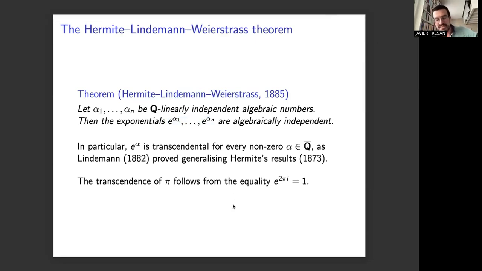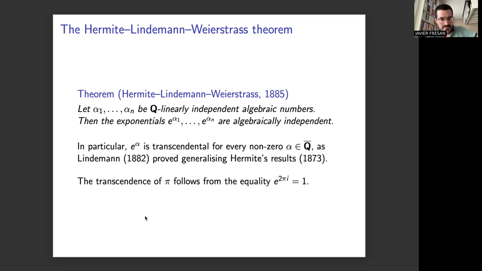In the particular case where n is equal to 1, being linearly dependent means being non-zero. Then the theorem says that the exponential of alpha, with alpha a non-zero algebraic number, is transcendental. This was first proved by Hermite when alpha is rational, in 1873. So this gives, for example, the transcendence of the number e. Then nine years later, it was proved by Lindemann for all non-zero algebraic numbers. At the end of the paper, he said that this statement was true, and then sketched the argument. It was completed and maybe made rigorous by Weierstrass in 1885.